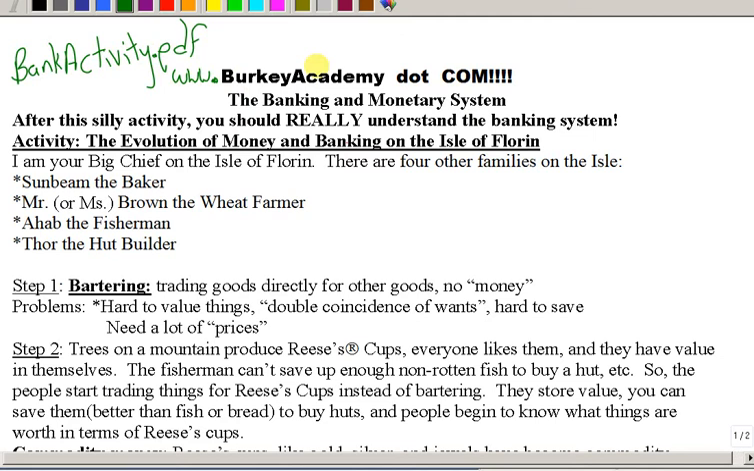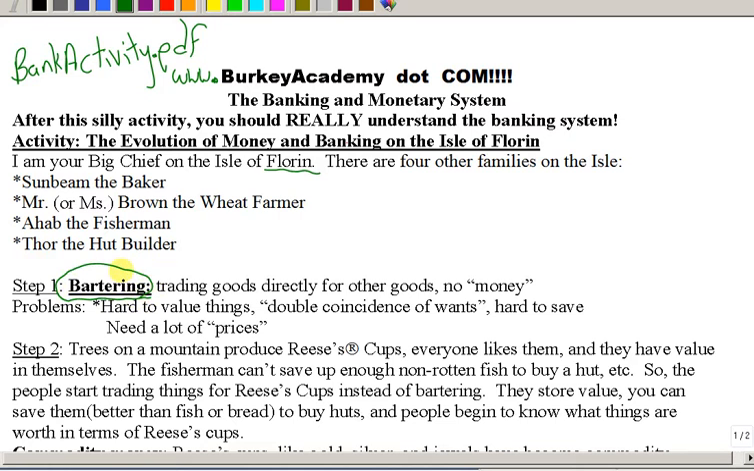Suppose we live on an island, and I'm your big chief, and our island is called Florin, for example. And suppose there are four families besides the big chief's family: Sunbeam the baker, Mr. Brown the wheat farmer, Ahab the fisherman, and Thor the hut builder. And whenever you have a primitive economy, you always start off with bartering. And bartering is whenever you trade one good for another.